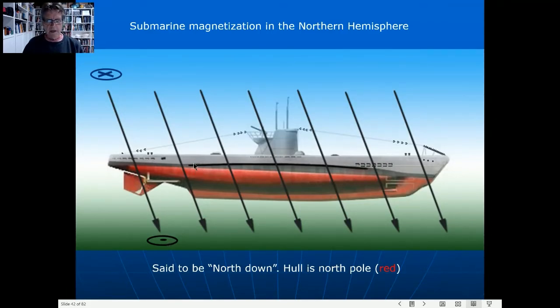Now, like I said before, the hull of this ship would be a north pole, so it would be called red, or north down. So in Navy parlance they'd say this ship's magnetisation is north down, or they'd say it has red magnetisation in the hull, and they're the sort of words they use. And it gets confusing when you read through the archives trying to work out what they mean.